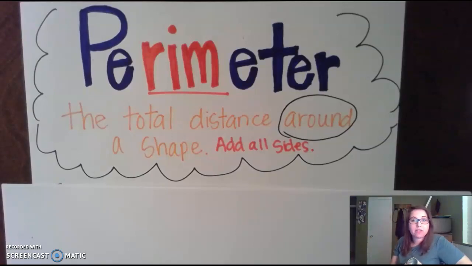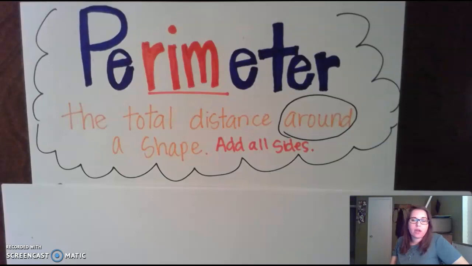Today we are going to be learning about perimeter. It's a recap because we learned about perimeter earlier on in the school year, but I just wanted to give you a refresher so that you can do today's lesson. So the perimeter is the total distance around a shape.